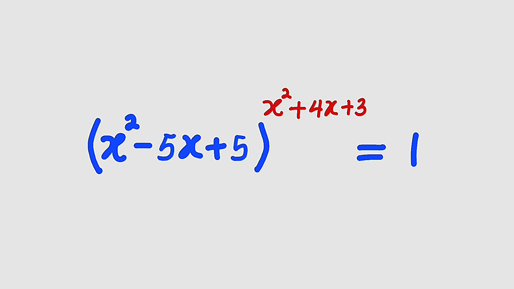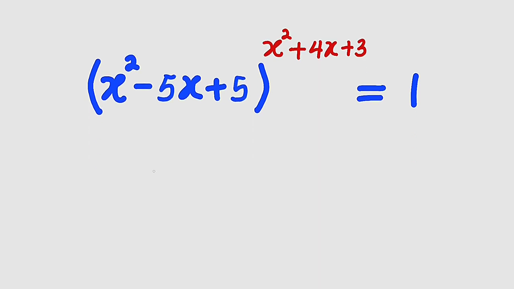Here is another interesting exponential equation which is quadratic. We want to find a real value or values of x that will make the left hand side equal to 1. The equation is (x² − 5x + 5) raised to the power of (x² + 4x + 3) equal to 1. Remember we solved a similar question yesterday which involves logarithm.